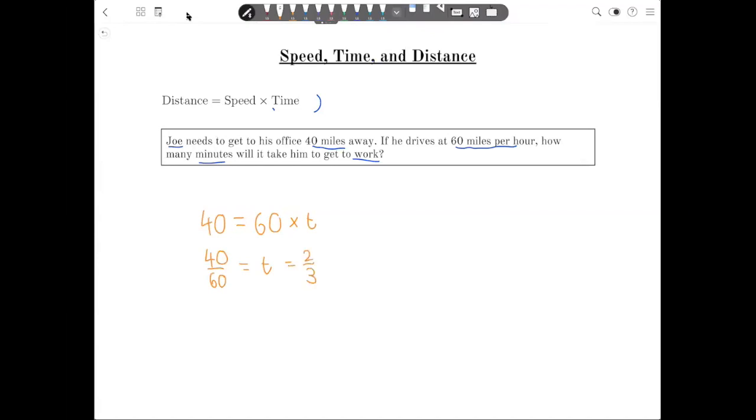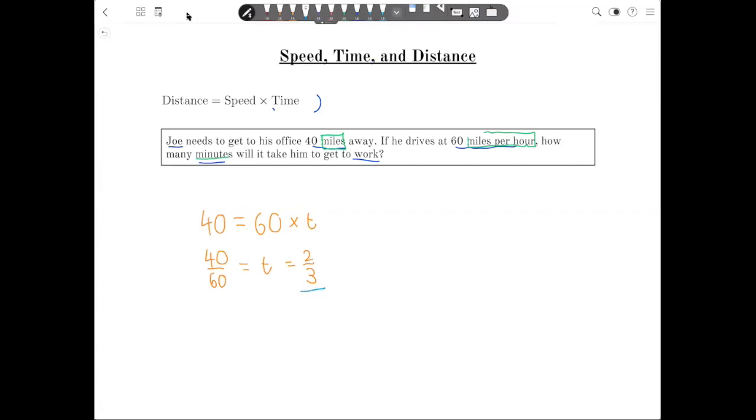So is 2/3 our answer? Is it our answer or no? It's not our answer, exactly. The reason is that we have miles, and then we have miles per hour, but we're asked to find how many minutes, not hours. So 2/3 is the number of hours, since we're dealing with hours and miles.